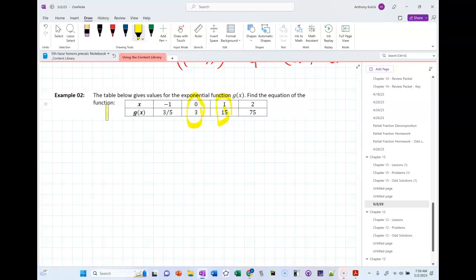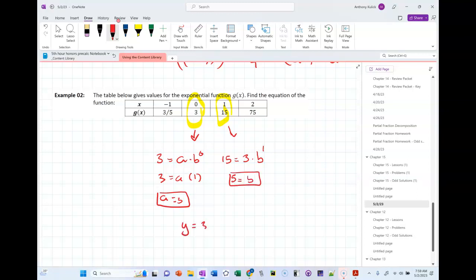Yep, and yes. So from this one, if I plug this in, I get that 3 is equal to a times b to the 0. Well, b to the 0 is just 1. So I just get that a is 3. And then from this one, we can say 15 is equal to, since I know a is 3, 3 times b to the 1st. So if I just divide both sides by 3, I get that b is 5. So our answer then is just going to be y equals 3 times 5 to the x.